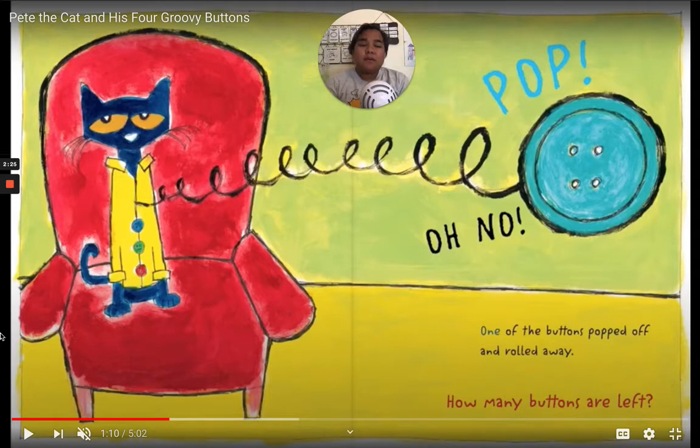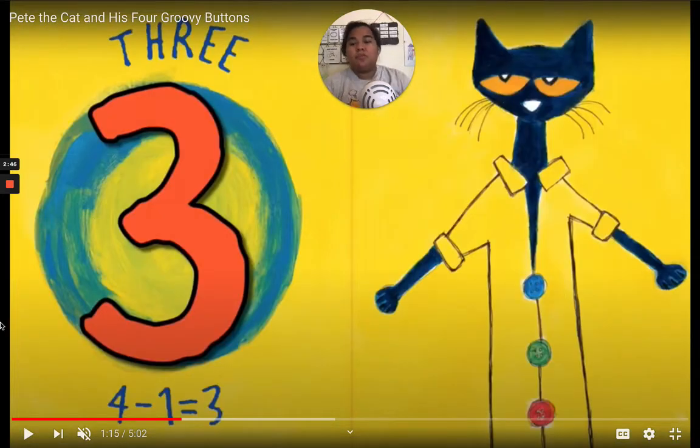How many buttons are left? So he has 4 buttons, and one of them popped off. So that means he has 1, 2, 3. 3 buttons left on his shirt. Let's see what happens. 4 minus 1 is 3 equals 3. So just like we said, he has 3 buttons left on his shirt because one of his 4 buttons popped off.